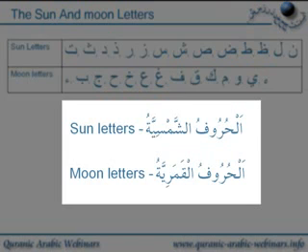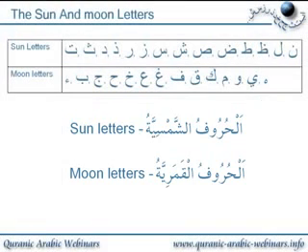So terminology: sun letters in Arabic are known as al-huruf ash-shamsiya. Okay, and the word shams is sun. Huruf here means letters. And then we've got the moon letters, they're known as al-huruf al-qamariya. Okay, and the moon again is qamar in Arabic. So break it down into the sun and moon letters. And we'll see later on the rule that we're looking for is actually built into these actual words as examples.